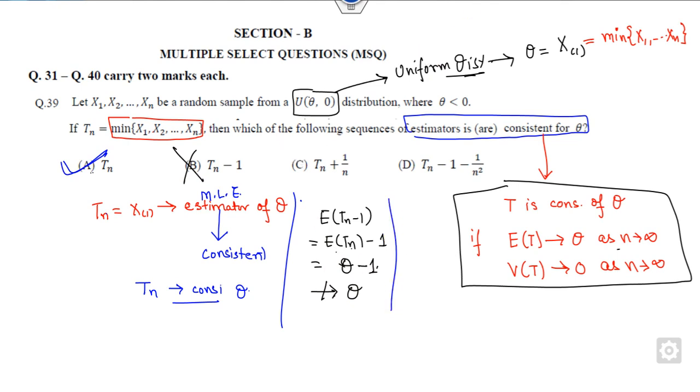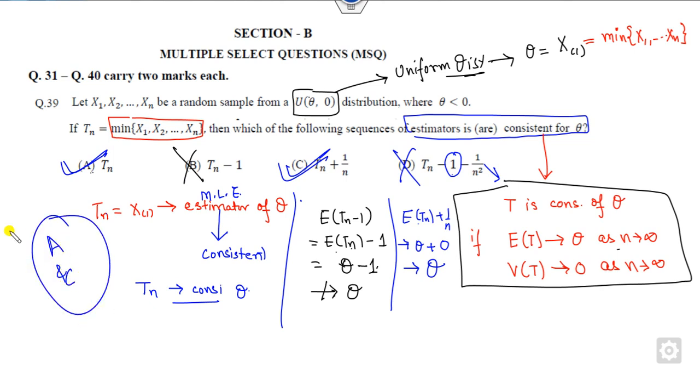Look at this option, Tn plus 1. If you look at the expected value of this, plus 1 by n, as n approaches infinity it goes to theta, plus 1 by n goes to 0. So this is the correct answer. Again, this goes to 0, that's fine, but due to the presence of minus 1, it can never go to theta as n approaches infinity. So the right answers are A and C.